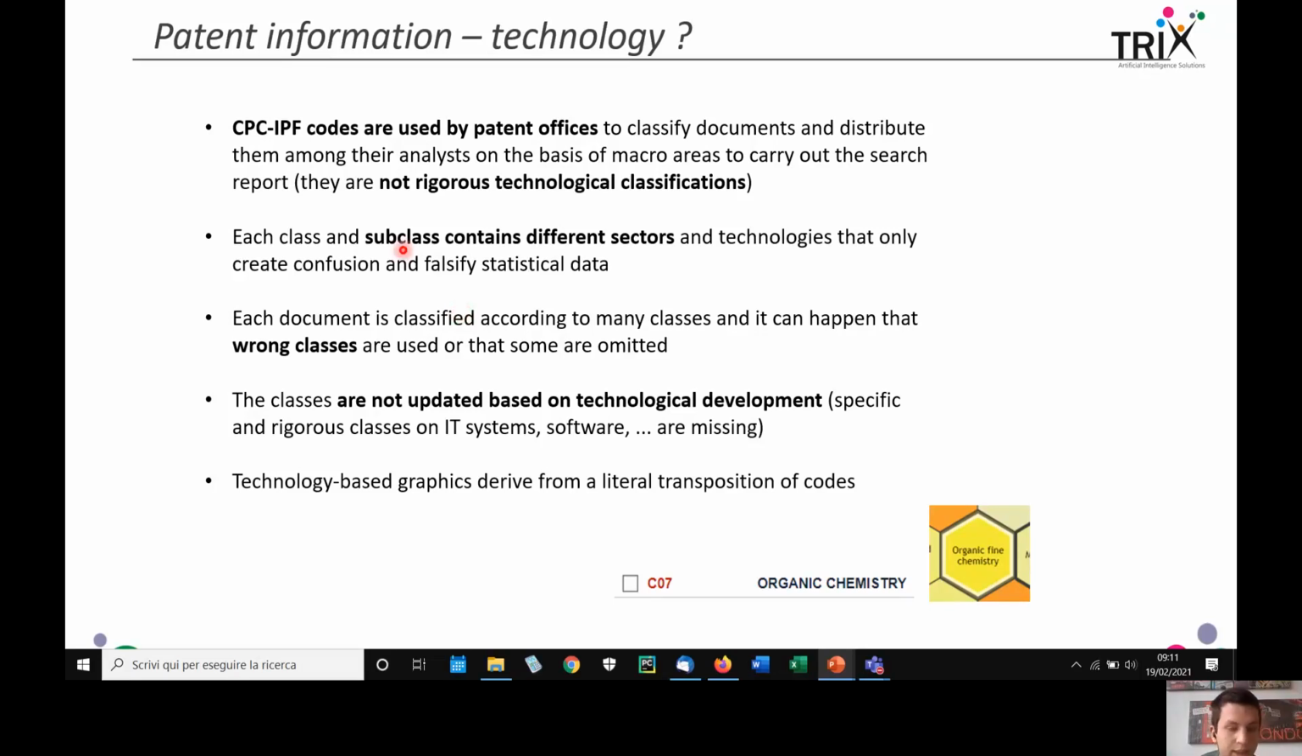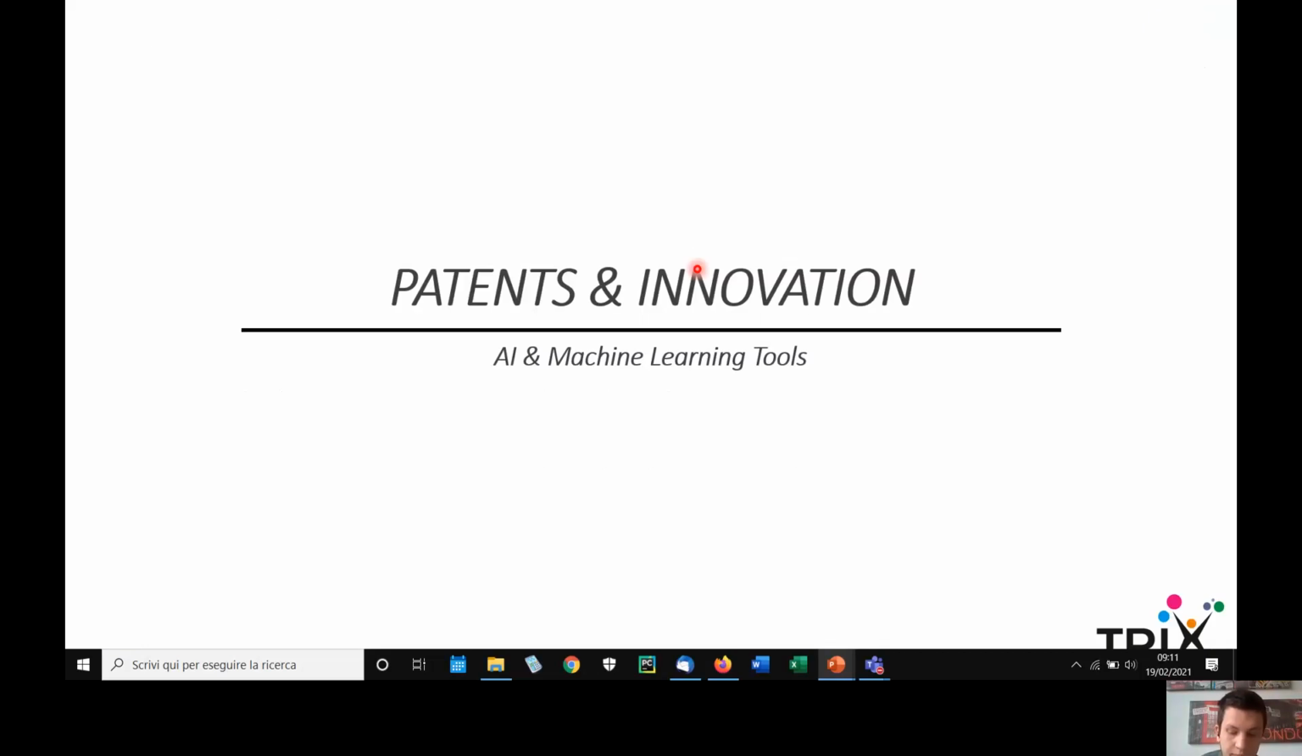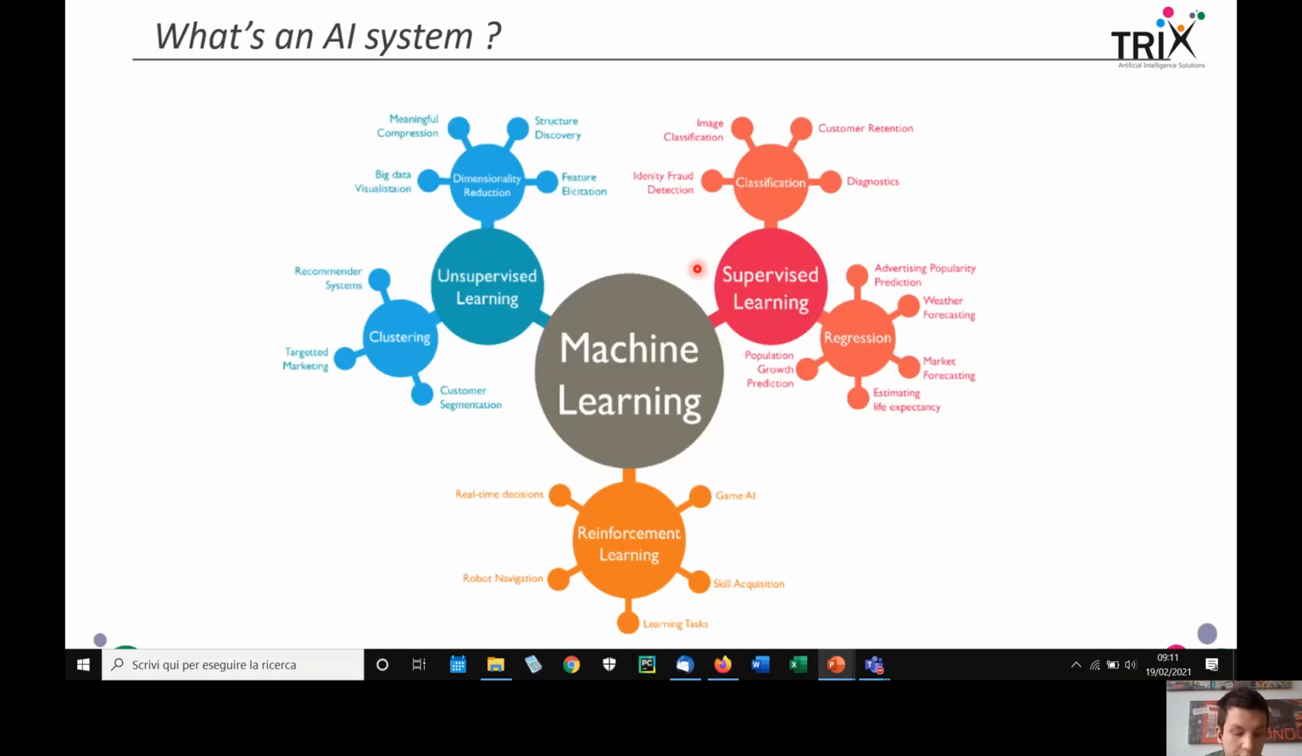Furthermore, there are no CPCs on new technology. For example, there are no CPCs on software or IoT or digital twin and so on. We must therefore find another way to extract the technological information. That is the most important because it provides us with the real data we need to understand the innovation trends of our sector. We have to use artificial intelligence systems trained in the patent world.